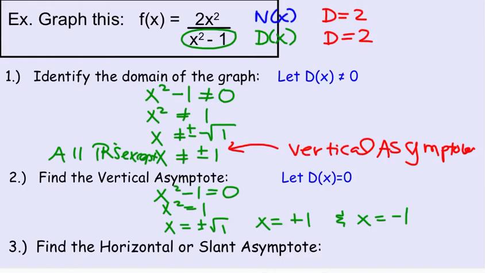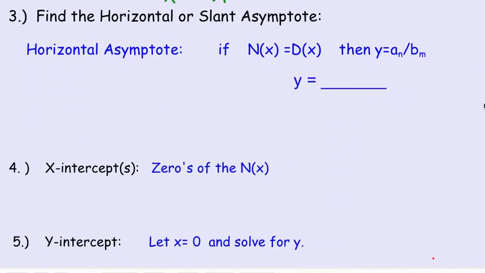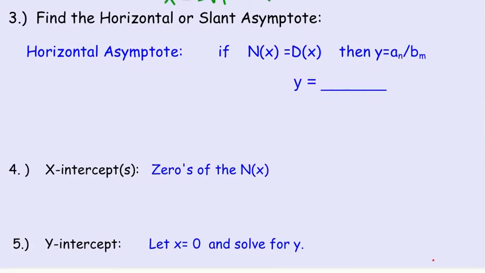So my numerator and denominator are both the same for degree. So my coefficient is a 2, and then my coefficient is a 1. So I'm going to divide 2 over 1. So y equals 2 over 1, or y equals 2. So that'll be where your horizontal asymptote is. Then we'll talk about x-intercepts.